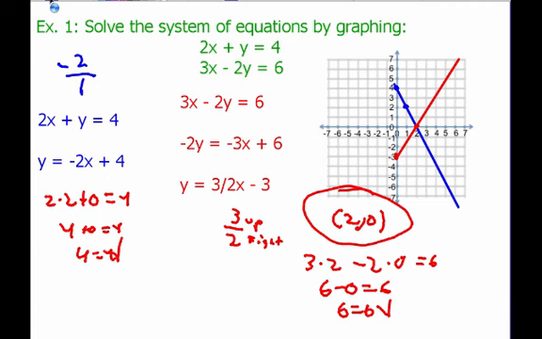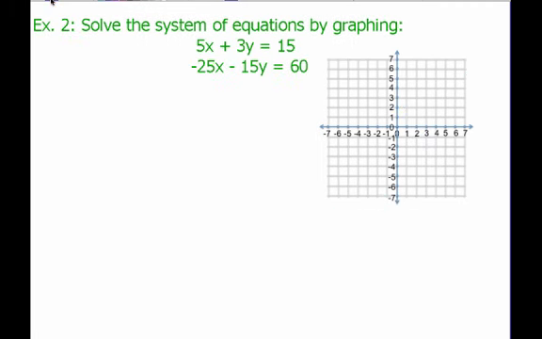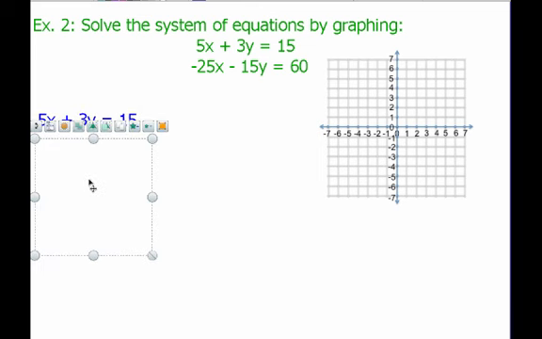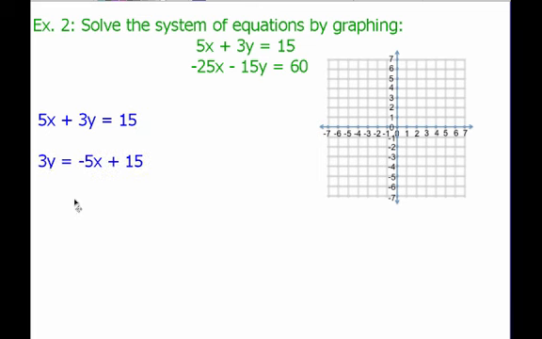Let's try one more example. Example 2 says, solve the system of equations by graphing. All right, so my first step, put them both in slope-intercept form. Start with my blue equation here, 5x plus 3y equals 15. Going to subtract 5x from both sides and then divide by 3. I get y equals negative 5/3 x plus 5.